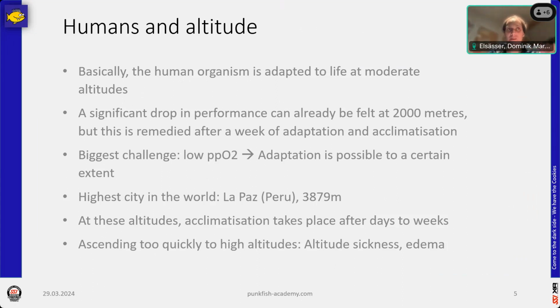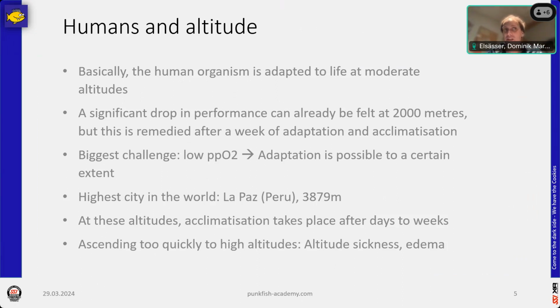So our performance drops. And we can already measure and feel this, and probably most of you have had this experience, or all of you maybe sometimes in your lives. You can already feel this at 2,000 meters. If you go to the Alps in Europe, or in the western US, somewhere in the mountain ranges, for example, you easily reach 2,000 meters of altitude.